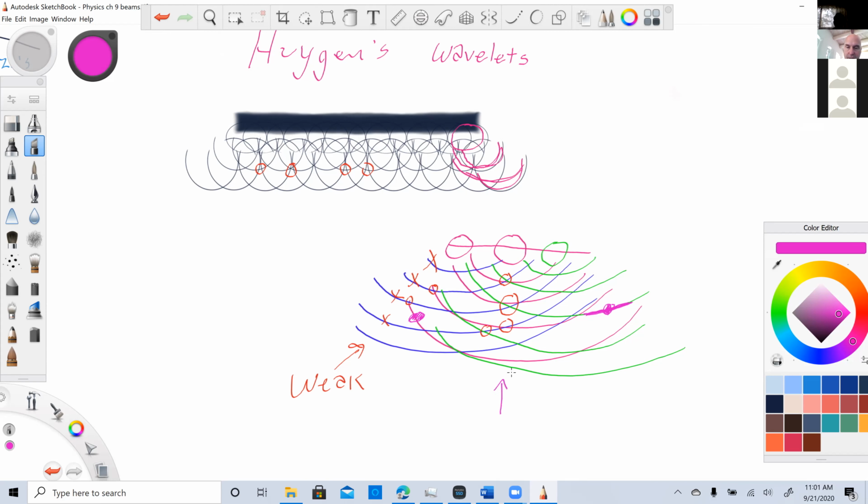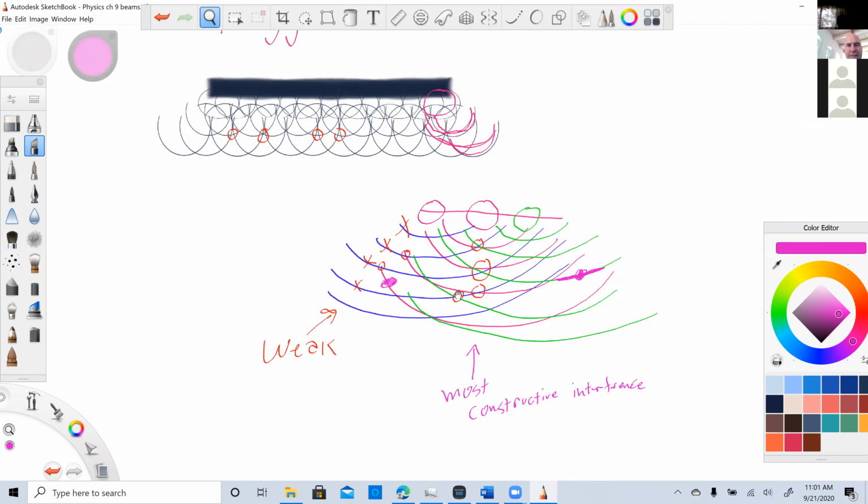I can't say all, but most constructive interference occurs right dead center.